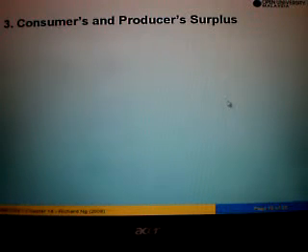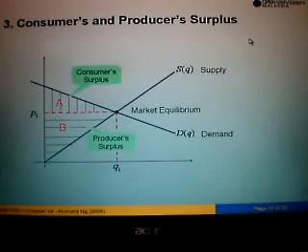Okay, now we move on to the next topic, consumers and producers surplus. Now what is this consumer surplus and producer surplus? If we remember what we have done earlier in chapter 4, we have learned the supply curve and the demand curve here. So the intersection point between these two curves will give us the market equilibrium. From the market equilibrium we can find the value of Q, which is denoted as Q1, and then we have the price, which is denoted as P1.